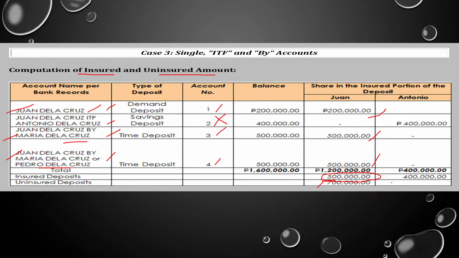Okay? So, Antonio de la Cruz on the other hand has only one account. So, an in-trust for account in which Antonio is the principal or beneficial owner and Juan de la Cruz only acted as the agent. So, therefore, Antonio de la Cruz is entitled to a separate deposit insurance of 400,000 pesos. Next case.